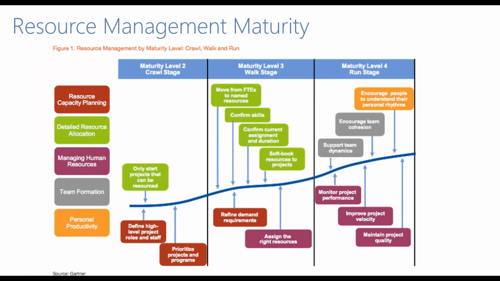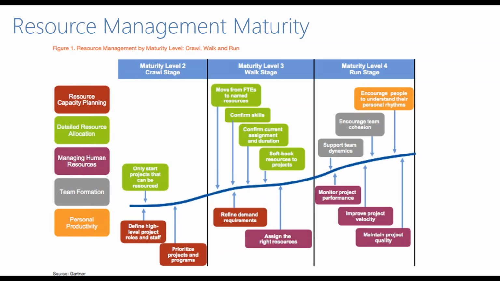So if we look at a Gartner model on a crawl, walk, run type of approach to resource management, if you look at the different dimensions on the left side of resource capacity planning, detailed resource allocation, managing human resources, team formation, and personal productivity, notice that maturity level 2, which is considered a crawl stage, is mostly about resource capacity planning, defining high-level project roles and staff, and then prioritizing projects and programs and allocating them at a fairly high capacity planning level. And on the detailed resource allocation side, it's really just to determine which projects we should start based upon the fact that we know we have resources to do them. It doesn't ask for a lot of rigor there.